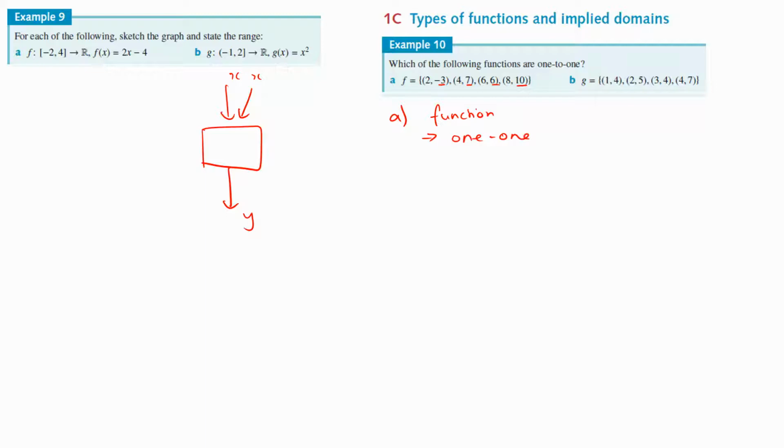So x is faithful: 2 to -3, 4 to 7, 6 to 6, and 8 to 10. Actually, did I say repetition of y? No, sorry. I'm talking about repetition of x, obviously. So if you put in one x value, you get two y values. If there's a repetition of x coordinates, it's one-to-many. So one x to many y's.